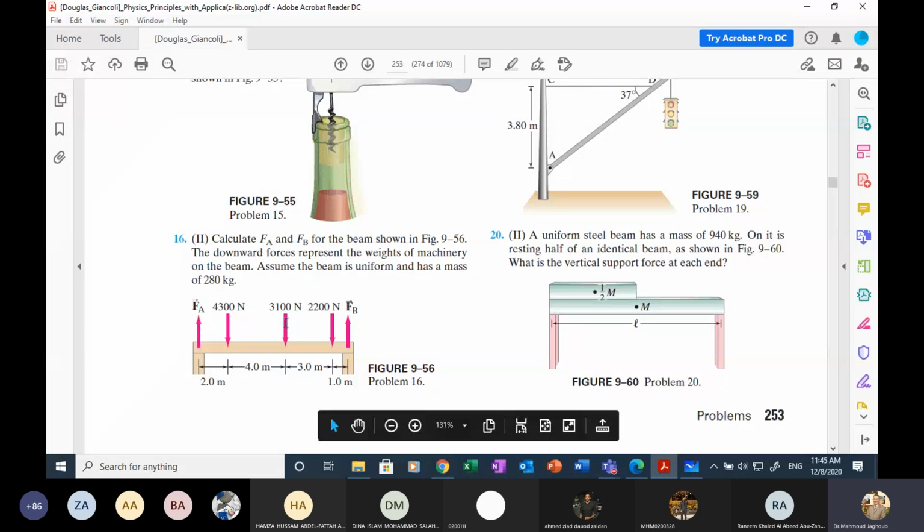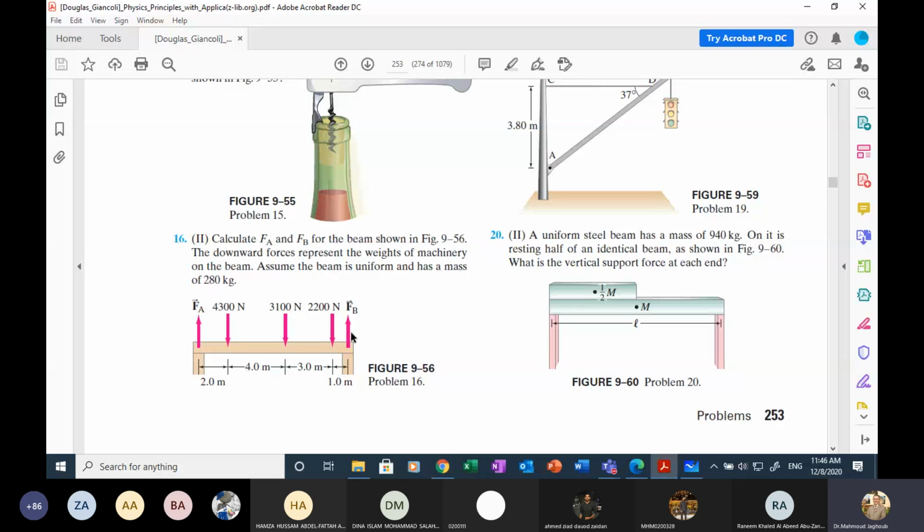So those forces act on the beam where? Downwards. And if the supports are not present, what will happen to this beam? It will move downwards. What stops it from moving downwards? There must be a force here, upwards, and another force here where? Upwards. So you have FA, FB, and the three weights. So what does he want us to calculate? Calculate FA and FB for the beam shown in the figure.